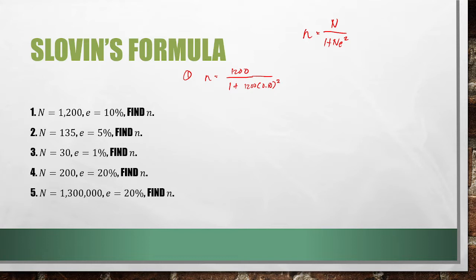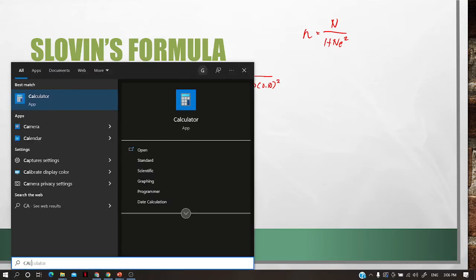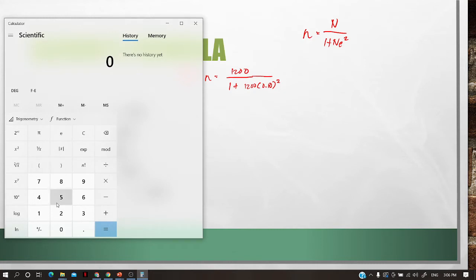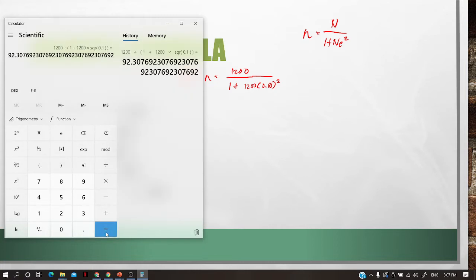Let me walk through how we can compute this using the usual calculator. This calculator is in scientific mode. What we can do here is use parentheses. We just key in 1,200, then divide, that will be our fraction bar, and we use parentheses to compute the denominator. So we have 1 plus 1,200 times 0.1 squared, then another parenthesis to end it. So we will have here 92.